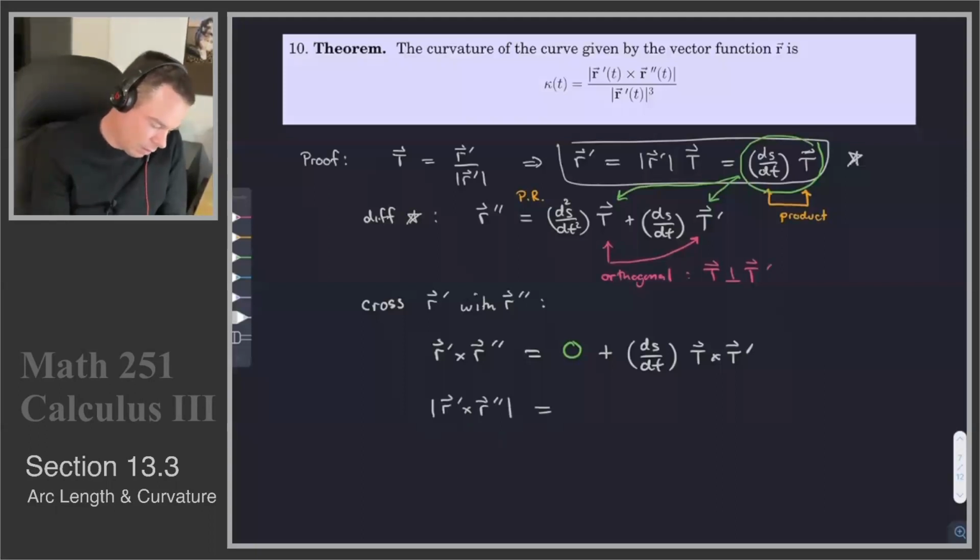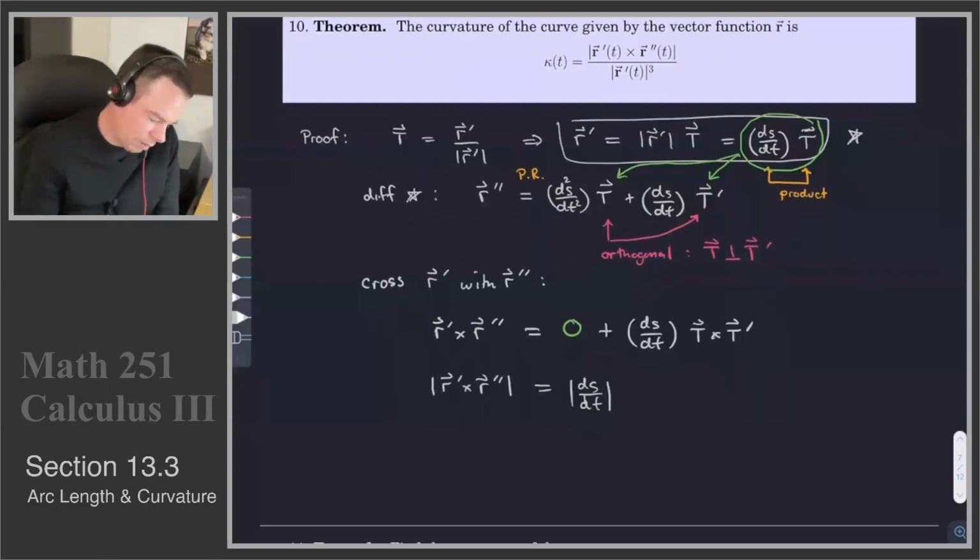It's something about the magnitude of this. So we can go ahead and take the magnitude. When I take the magnitude, I get the magnitude of ds/dt. And s is the arc length, so the rate of change is essentially positive, but we'll slap absolute value signs on it anyway, just in case. So we've got the magnitude of ds/dt times the magnitude of T cross T prime. And we know that T and T prime are orthogonal to each other.